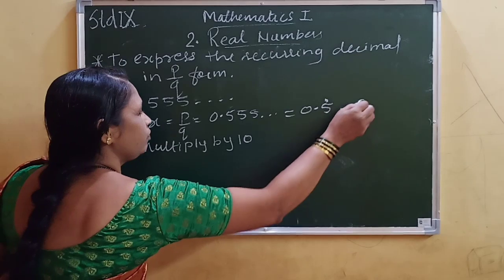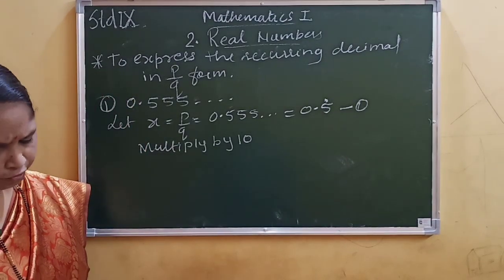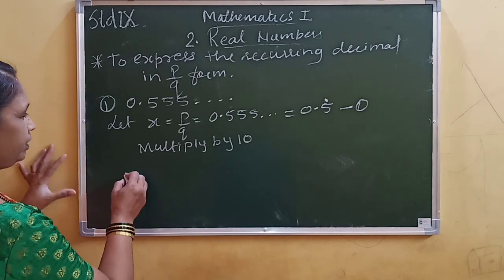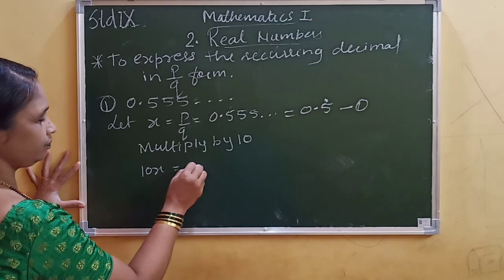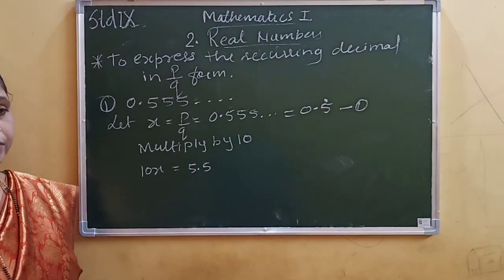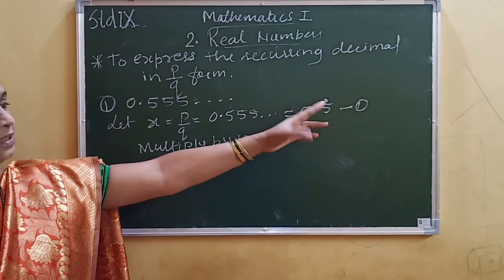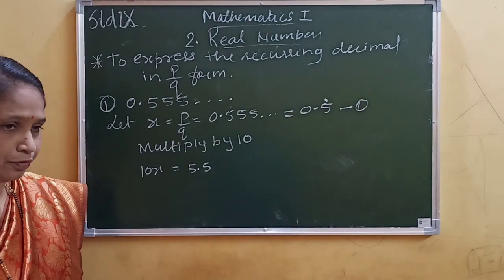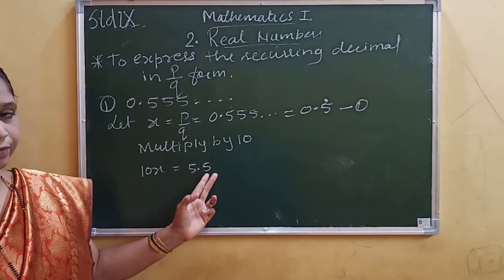This equation 1, multiply by 10. If you multiply by 10, then what will it be? 10x is equal to 5.5. Okay, what have we got? Multiplying by 10, the decimal point will shift to the right side. Okay, so we will get 5.5.